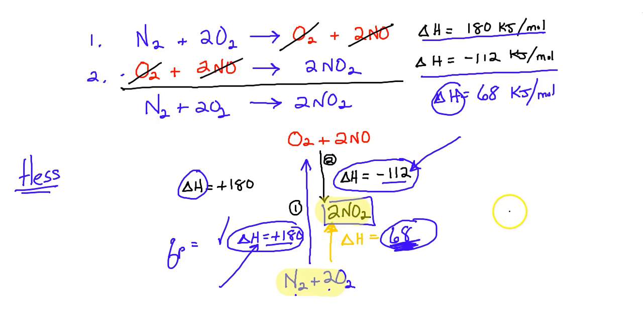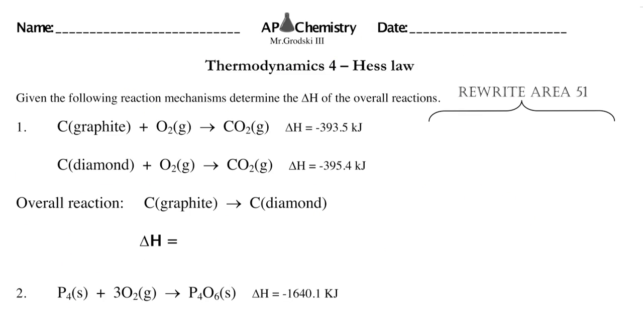All right, and that's one form of Hess's law. So let's go to our worksheet tonight. I've got two reactions here, carbon graphite going to CO2 and carbon diamond going to CO2.